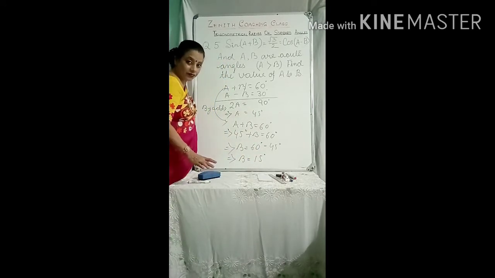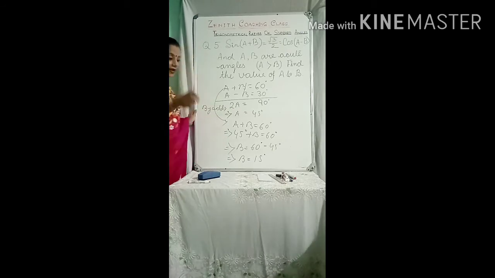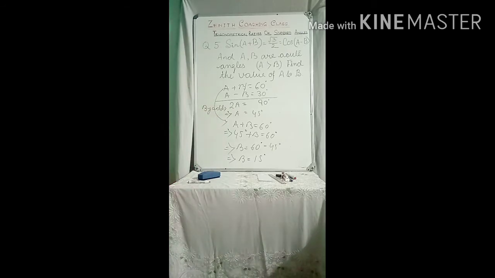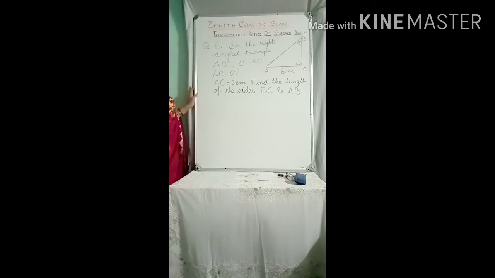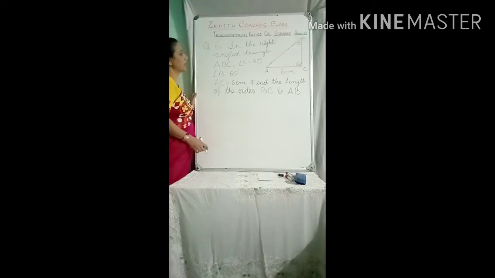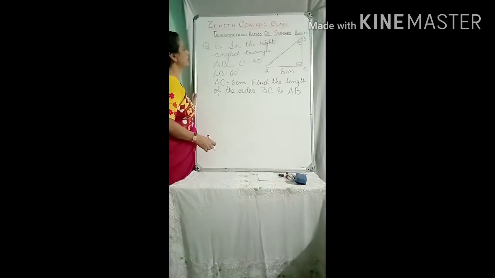Is the sum tough? I think it is easier now. Okay, let's observe. Here is the last sum of this class. Okay, so children, the last sum is number 6.